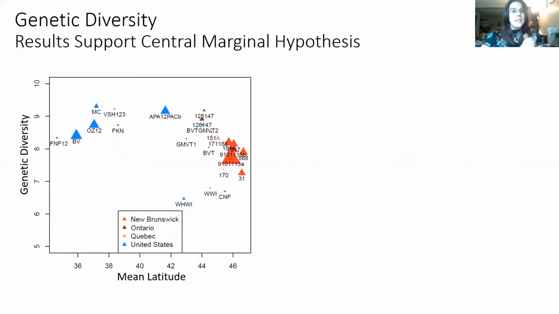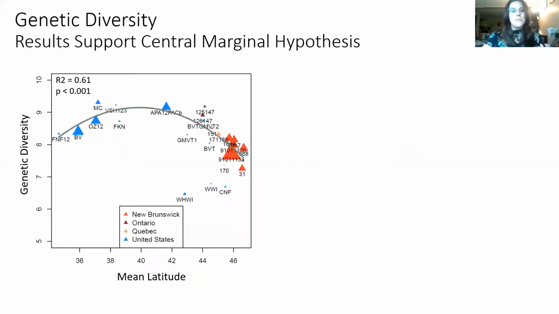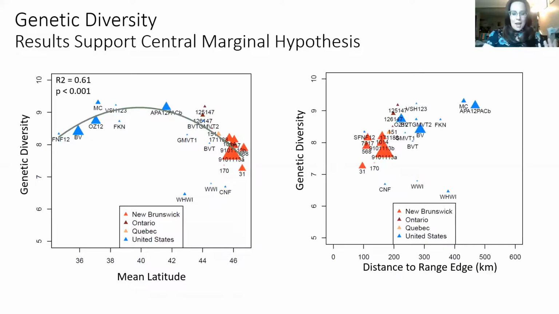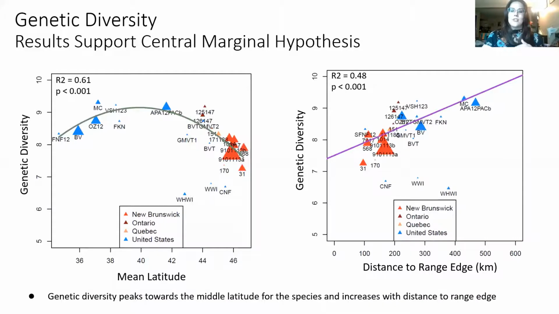So instead of seeing a linear decrease in genetic diversity going from south to north in this population's range, we actually see more of a quadratic regression being best fit to these data, with the most genetic diversity towards the middle latitude of the species range. And this is complemented by a really nice linear regression between genetic diversity and the distance from the range edge. So we see that the farther away from the edge of the range, the more genetic diversity you have.